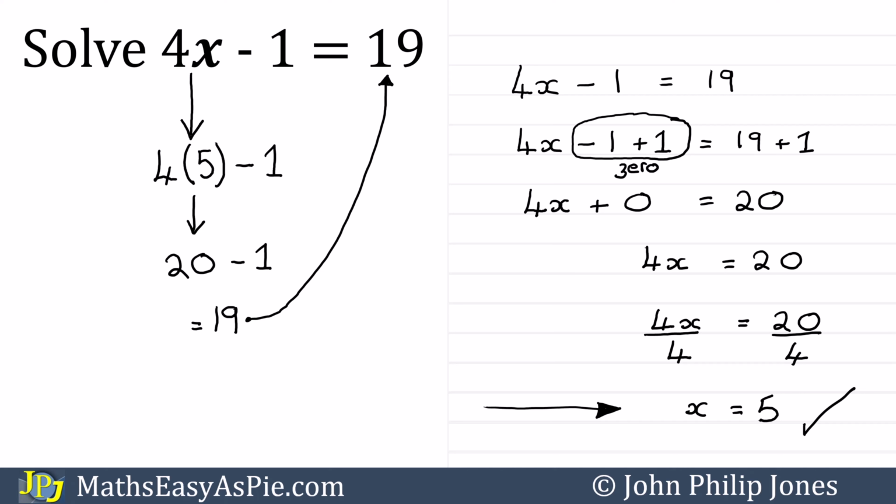So you can see for this solution, the steps we had to take was to add 1 to both sides and then divide both sides by 4. And this isolated the x by itself to show us that x equals 5.